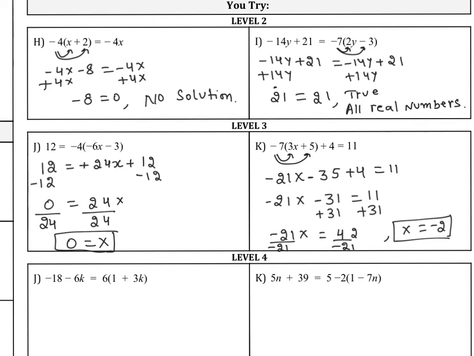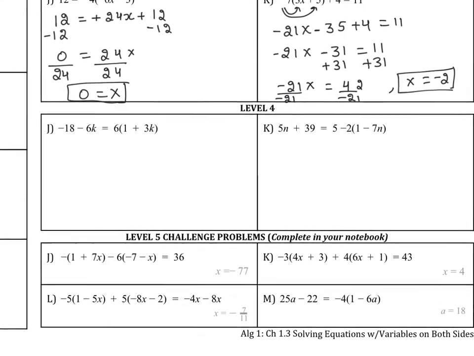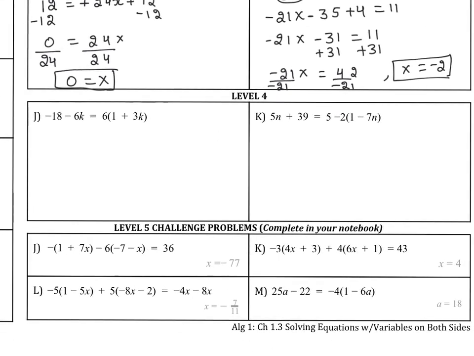The next step is to remove the 21 on this side, so divide by negative 21 on both sides, because the opposite operation of multiplication is division. x will be by itself because the negative 21 and negative 21 cancel. 42 divided by 21 would be 2, and there is a negative sign, so it should be negative 2. Now let's do the level 4 problems underneath here. These are going to be your level 4 and level 5 problems.